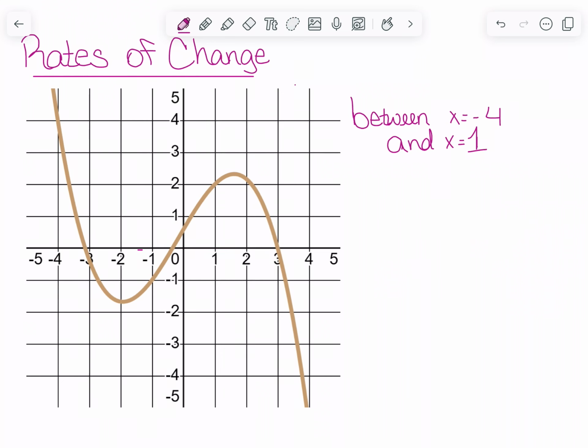Next, let's try to find the average rate of change between -4 and 1. If I go over to -4, then I can see that the appropriate y value would be 4. If I go over to 1 on the x-axis, then my appropriate y value would be 2. So we subtract the y's, divided by subtract the x's. This would give me 2 minus 4, divided by 1 minus -4, which would simplify to -2 over 5. So the rate of change between -4 and 1 is -2/5.